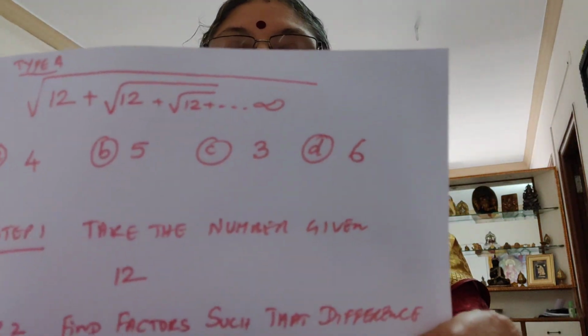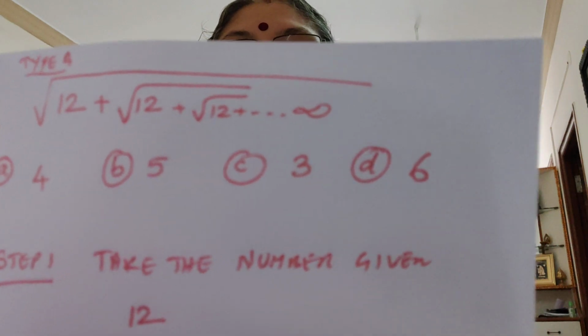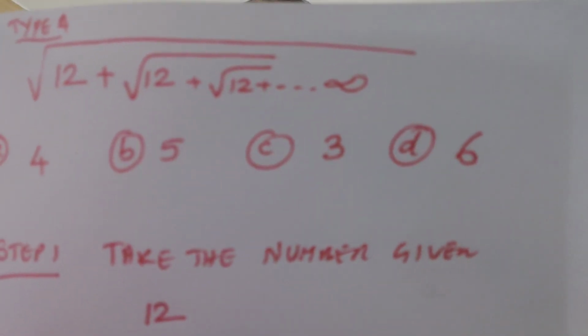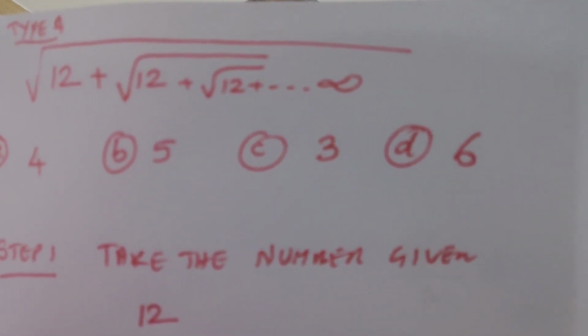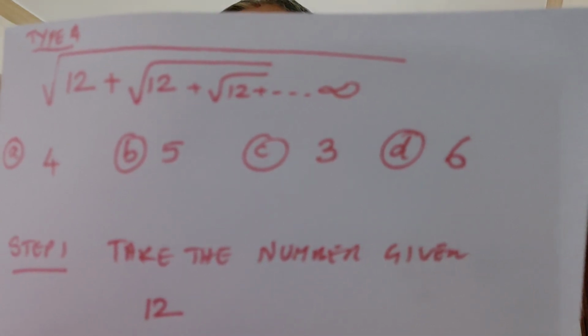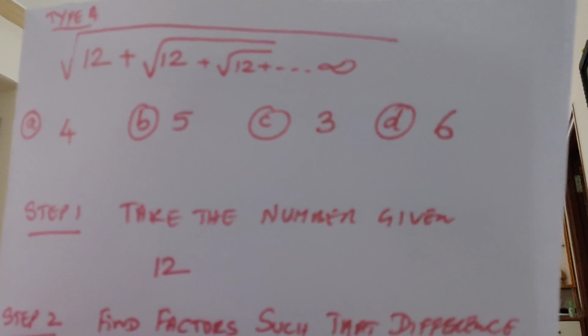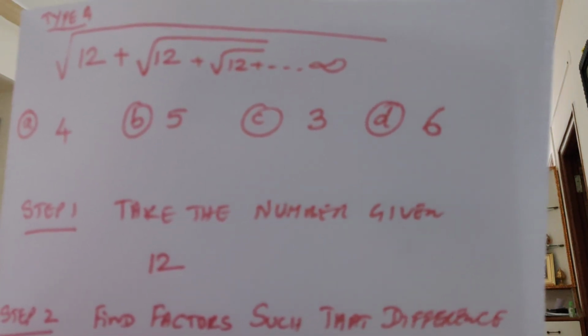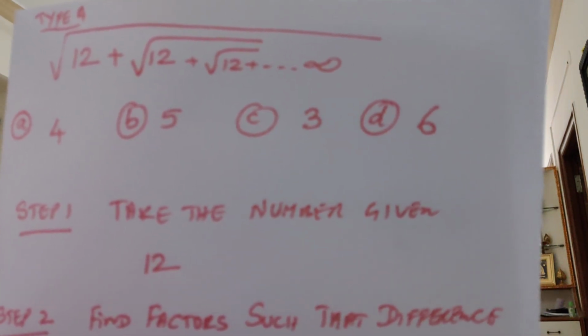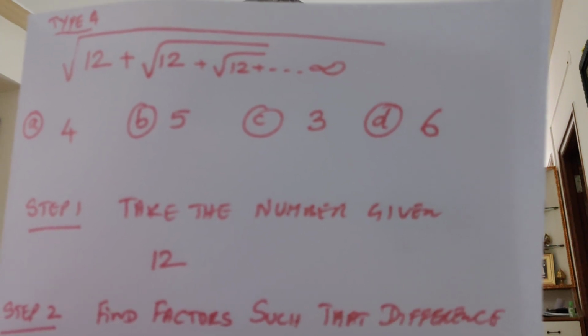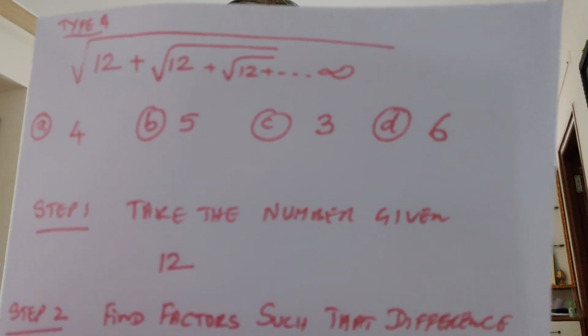So there are two types I'm going to discuss today. You can see that the very first one is something like this. You have questions which are square root of a particular number. Here I've taken the example of 12, but it could be any number. So you have square root of 12 plus square root of 12 plus square root of, and the number goes on till infinity. You'll have to find the value of that.